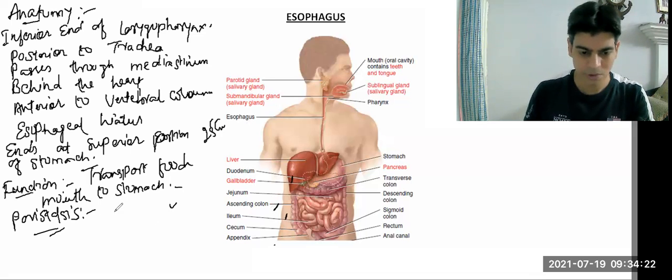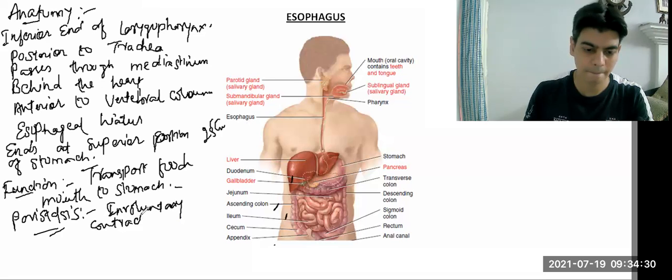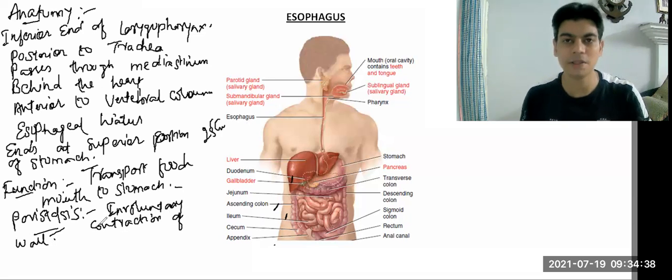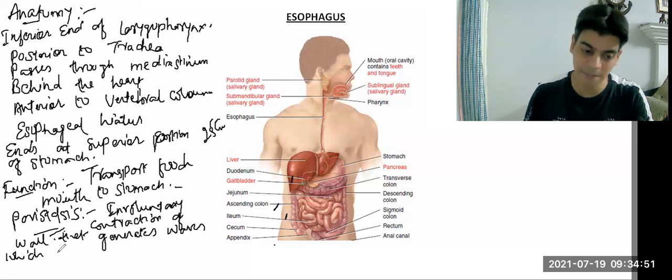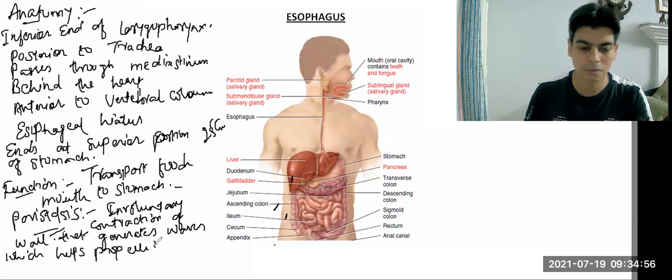So peristalsis is basically due to involuntary contraction of the muscle of the wall of the esophagus, that generates waves, which help propel food towards the stomach.